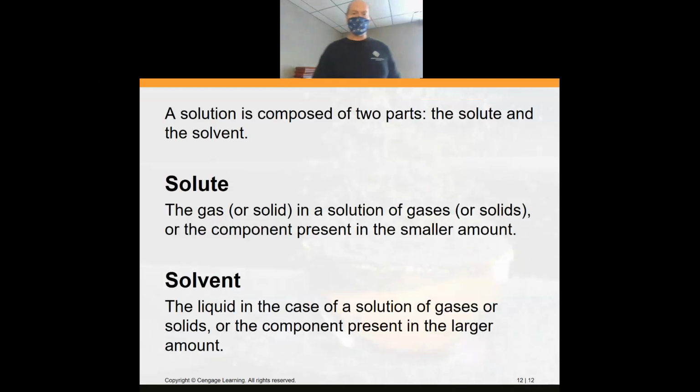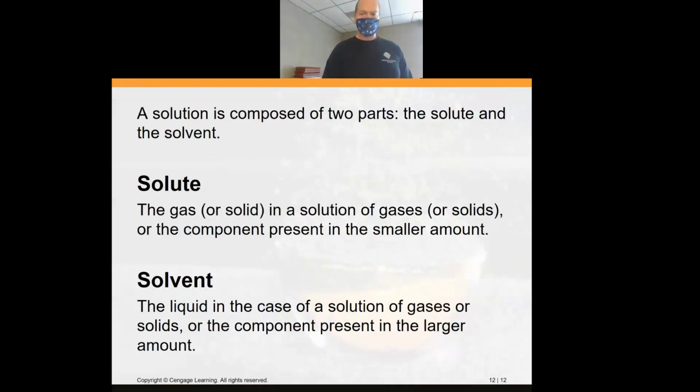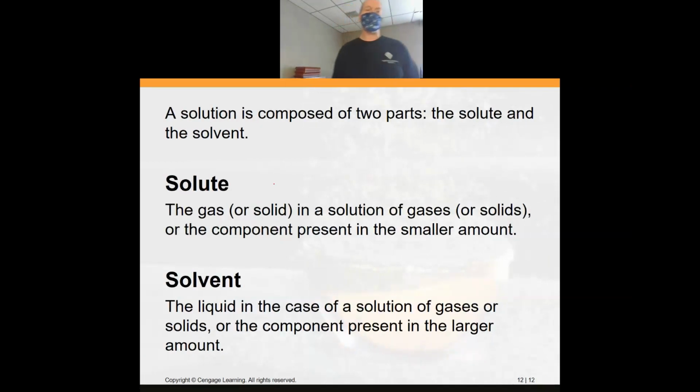All right, so chapter 12 is about solutions. When you make a solution, you're going to need a solute and a solvent. We've already done this. You have your beaker and you've got your solute, and then you have another beaker and you have your solvent.